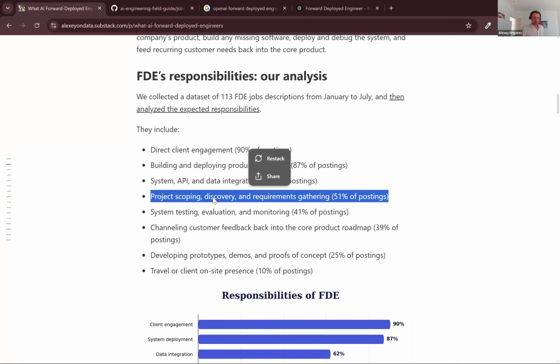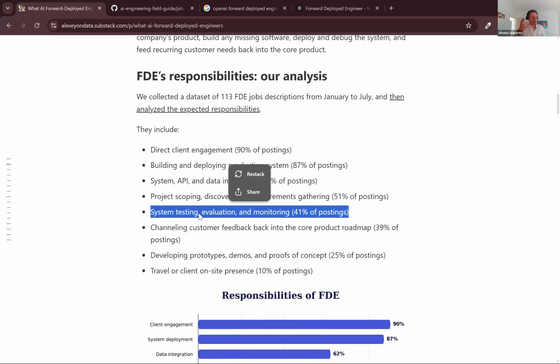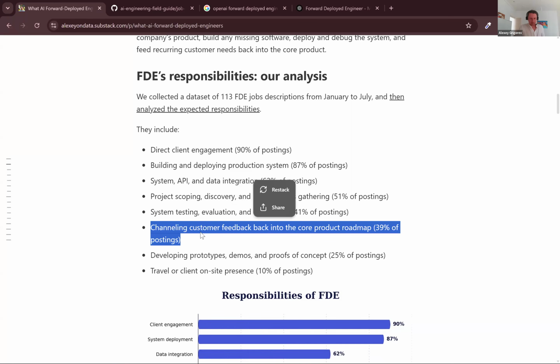Also for many FDEs, it's not only about deploying, but also project scoping. So they are there from the very beginning. The customer wants them to integrate AI. How do they start? Which problem do they solve? This is what they need to know too. So they have to have this product mindset, to help with problem discovery. And then there is channeling customer feedback back into the core product roadmap, saying, hey, this is what my customer is experiencing. How about we solve it for all the customers?